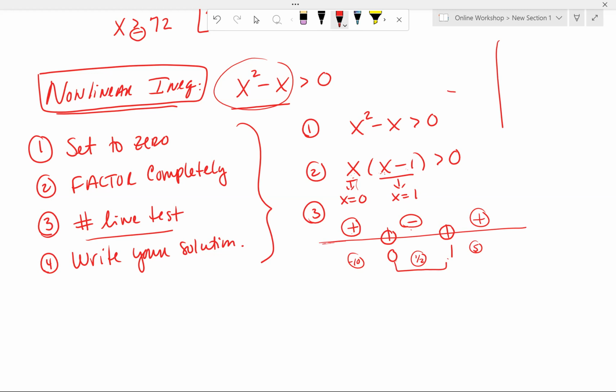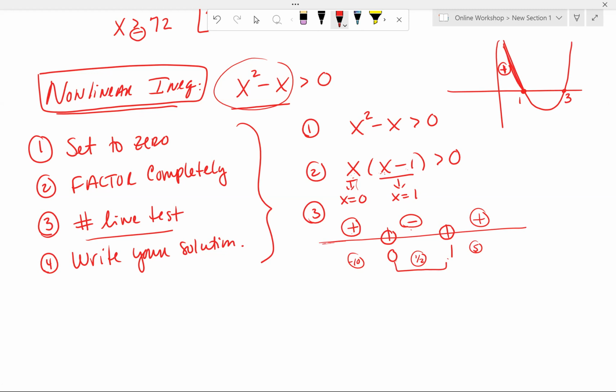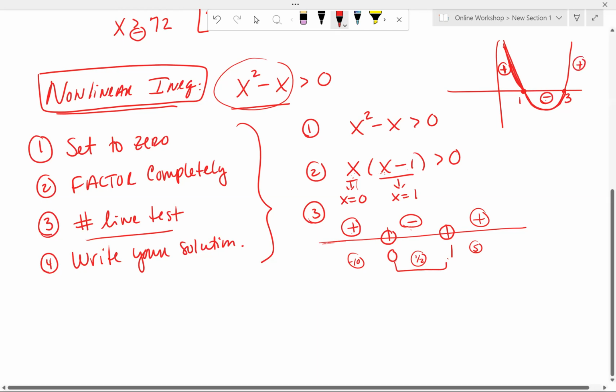Because if I gave this to you here as my graph, this parabola, say, passing through the points 1 and 3. When the graph is above the x-axis, that's where the graph is positive. When the graph is below the x-axis, that's where the values are negative. So it's above, positive y values, below, negative y values, above, positive y values.